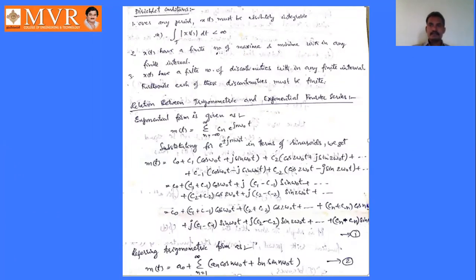Similarly, coming to the exponential Fourier series form, here also the arbitrary signal m of t can be decomposed as a combination of two signals, cosine signal and sine signal. So here also we will find the Fourier coefficients c0 and cn. In the earlier class we already saw some problems also.